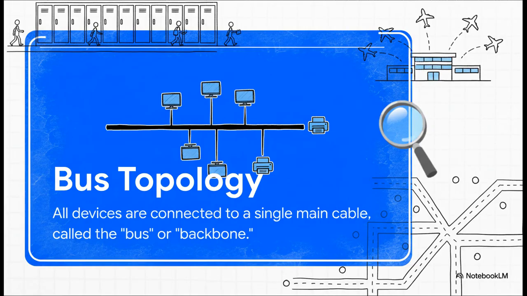This is called a bus topology. All the nodes, or devices, are connected to one single main cable, which we call the backbone. Now, when one computer wants to send some data, it basically just shouts it down the hallway. Every other computer hears it, but only the one it's actually addressed to pays any attention.